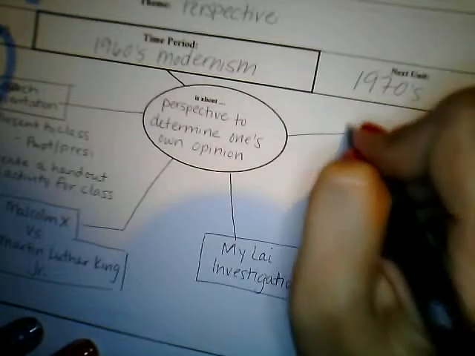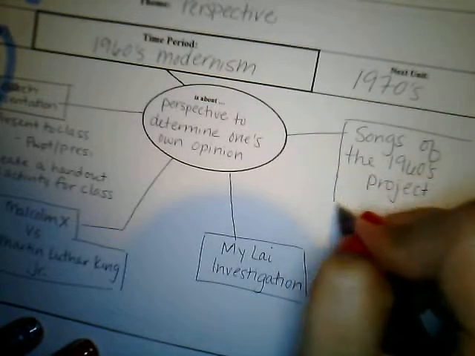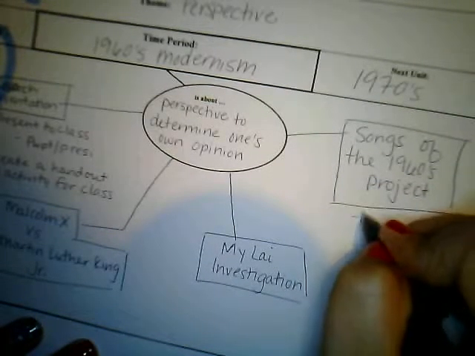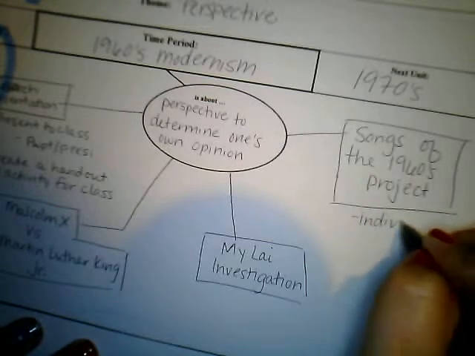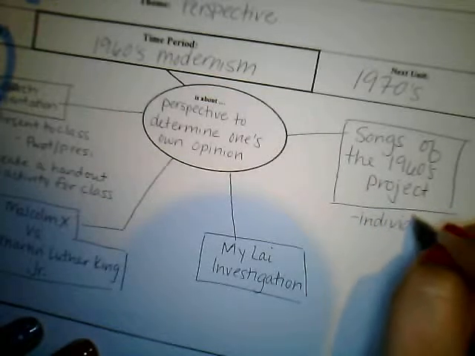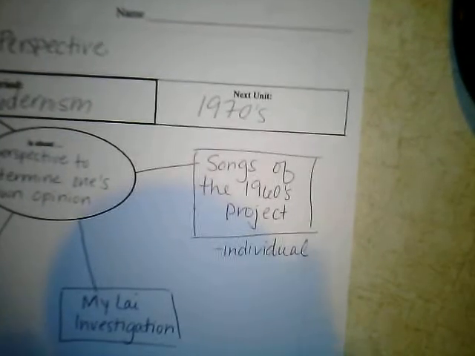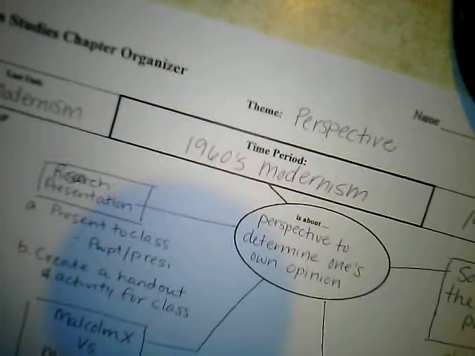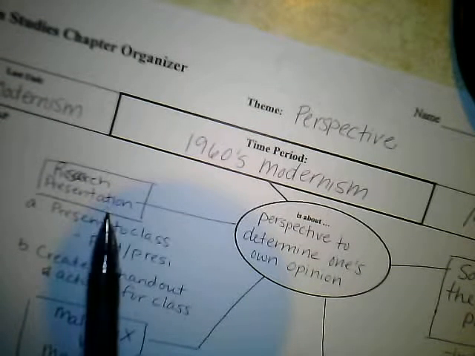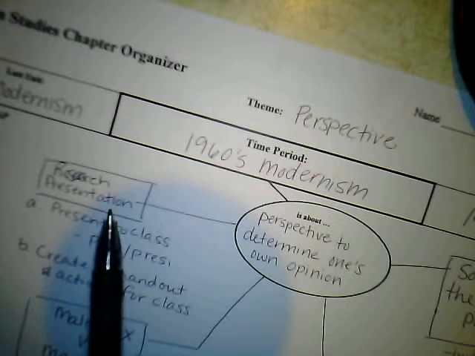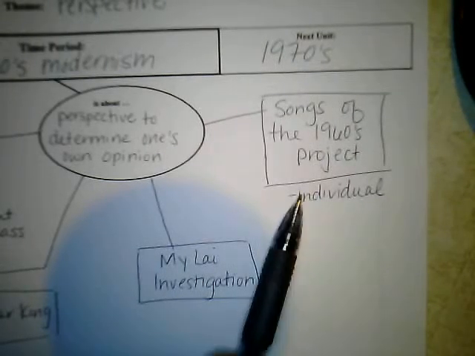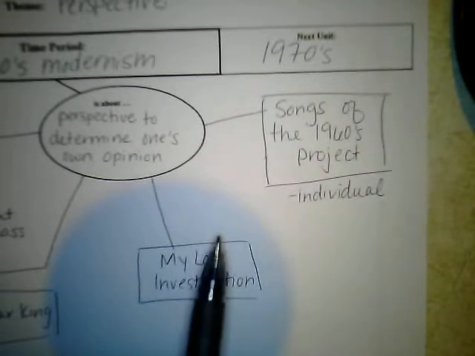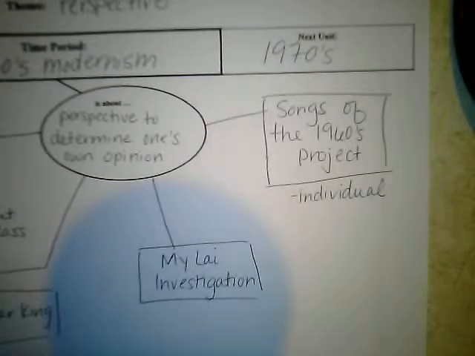Okay, so this is going to be an individualized project. And you will get rubrics for both the songs project over here, and the research project. This research presentation is going to be more of a group project, where the song project will be individual. And you'll have to give me some background on the artist that you select, the song that you select, why it's influential in the 1960s.